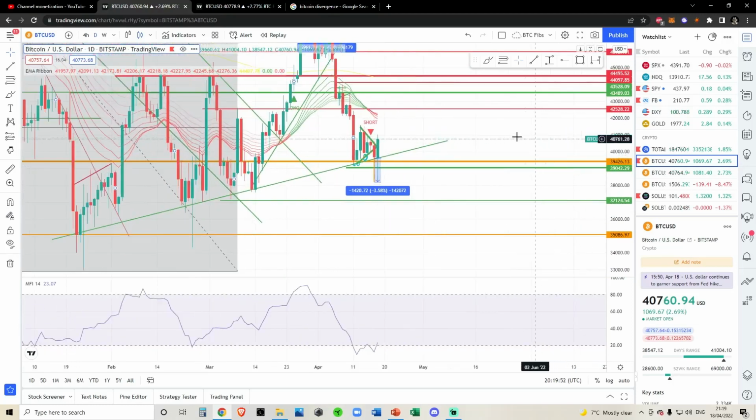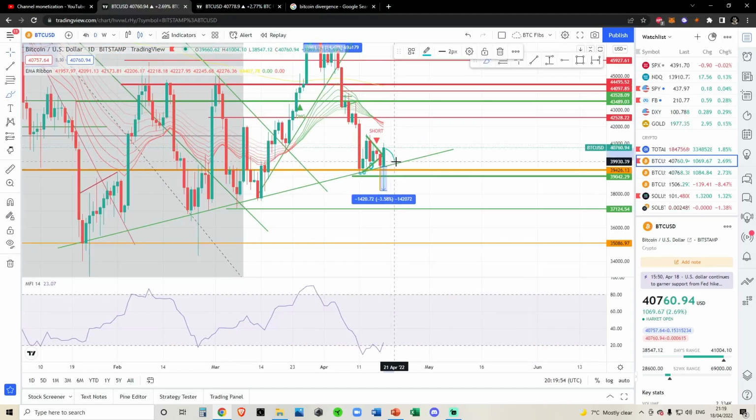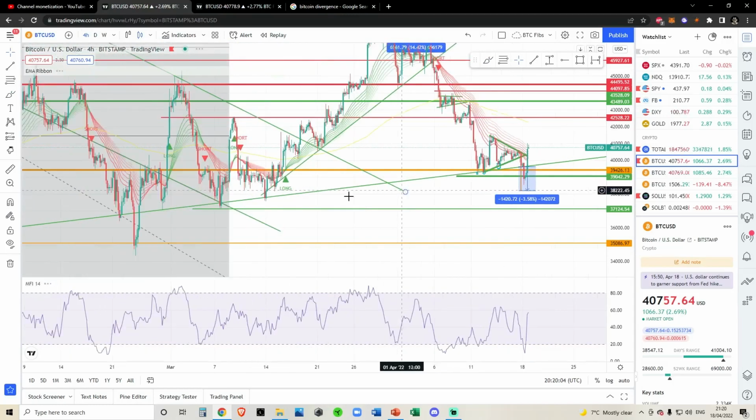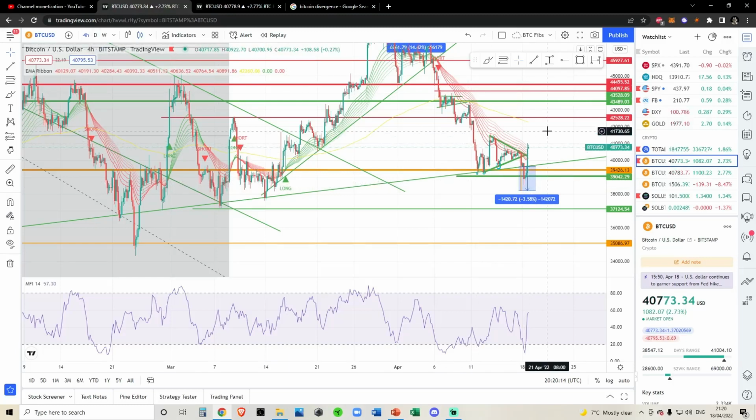As far as I'm concerned, Bitcoin can chop around, do this sideways walk for as long as it wants to, as long as we don't come back down to 39,000, because then, like I said, we would be invalidating this higher low structure, because we've got a low down here at 37.7. Now we've got one at 38.5, so I wouldn't want to see us break down again.